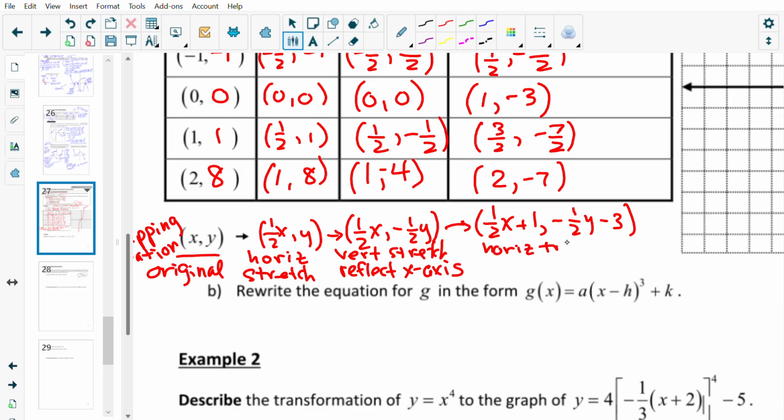So this is horizontal translate 1 unit right, vertical translate 3 units down. Okay, let's graph this.